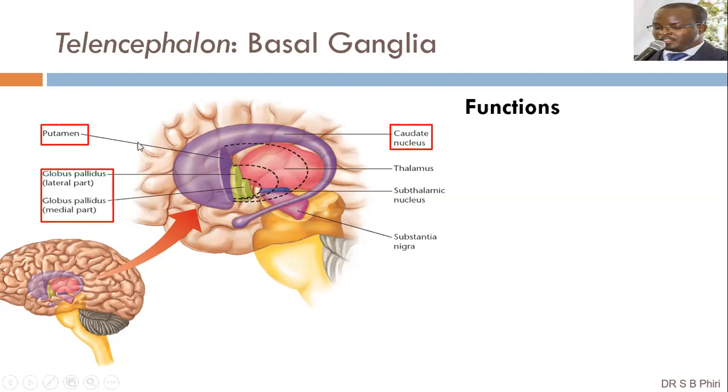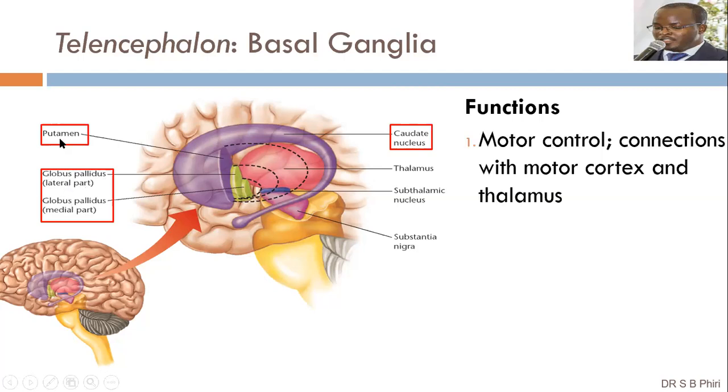But if you combine the putamen and the globus pallidus, the lateral part and the medial part of the globus pallidus with the putamen, this is called the lentiform nucleus. It will form more like a lens. That's why it's called the lentiform nucleus. So the combination of the putamen and the globus pallidus is called the lentiform nucleus. So it will look like a nucleus.